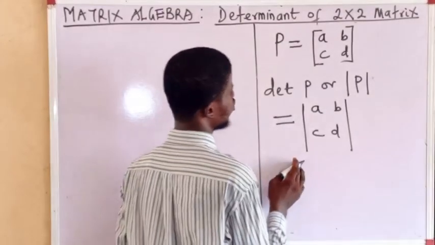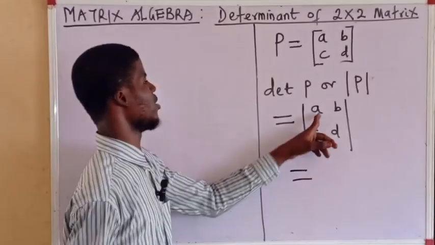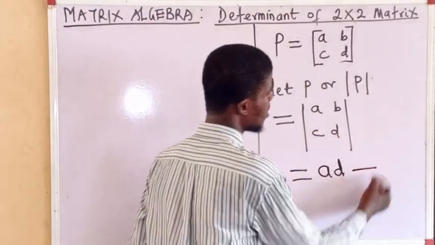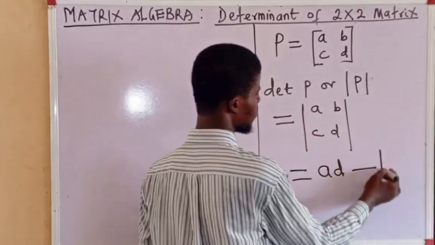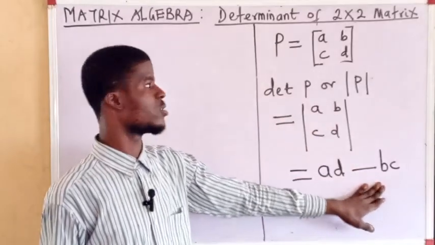So to evaluate the determinant of a 2 by 2 matrix, it is this: A times D, that's AD, minus B times C, which is BC. So this is the determinant of the 2 by 2 matrix P.